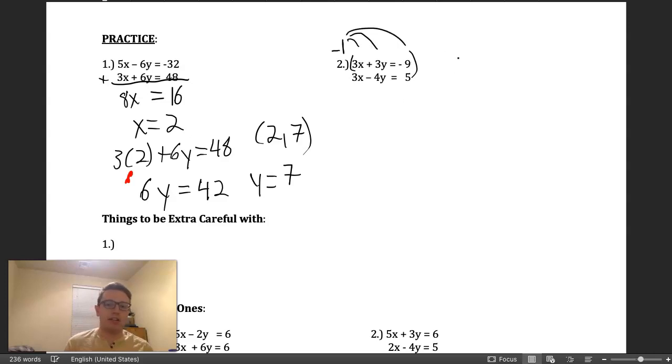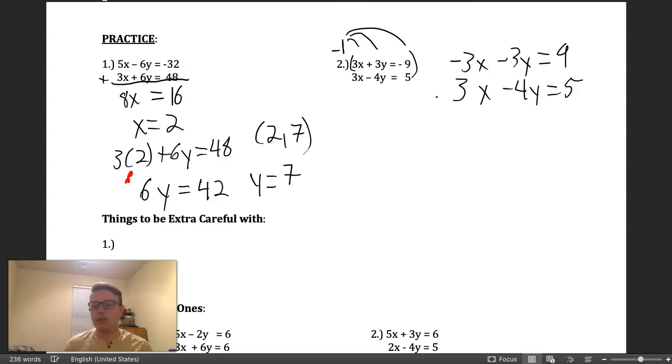So we're going to distribute a minus 1 into all parts of the equation. And let's rewrite this over to the side here. What are we left with? Well, we're going to flip the sign. So we get minus 3x minus 3y is equal to positive 9. And the second equation stays the same. So it's 3x minus 4y is equal to 5.